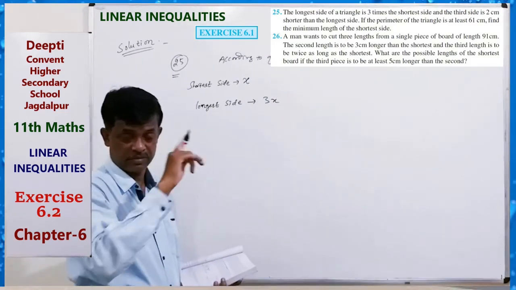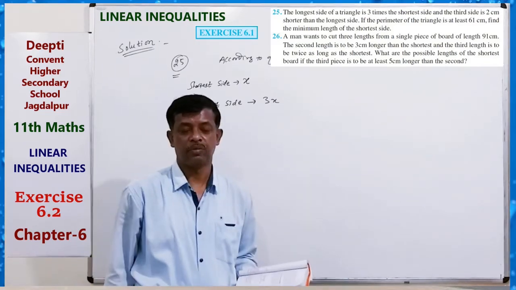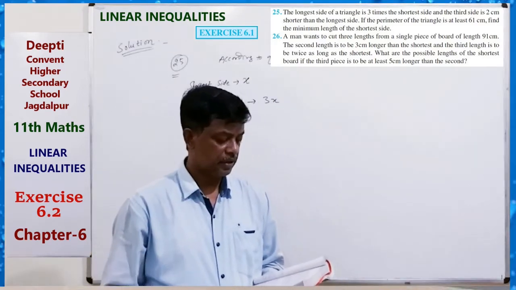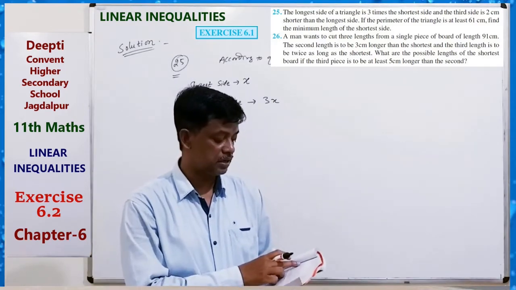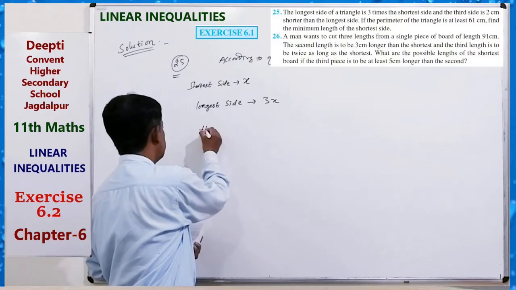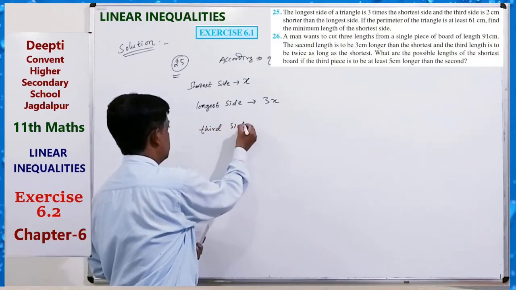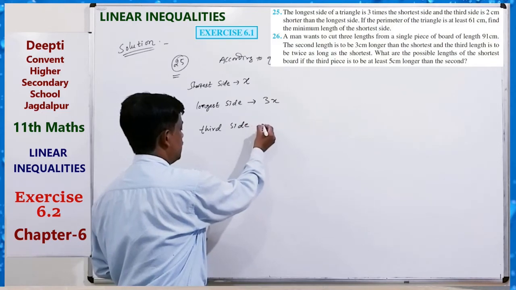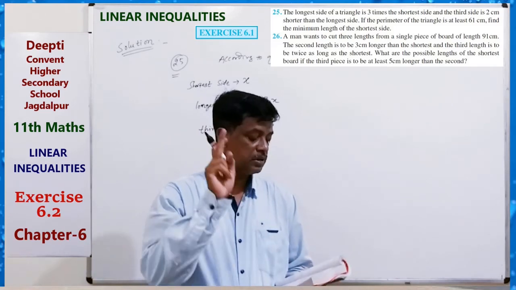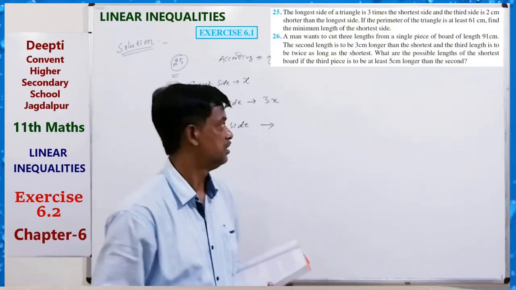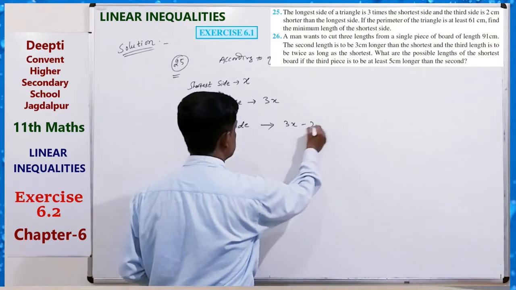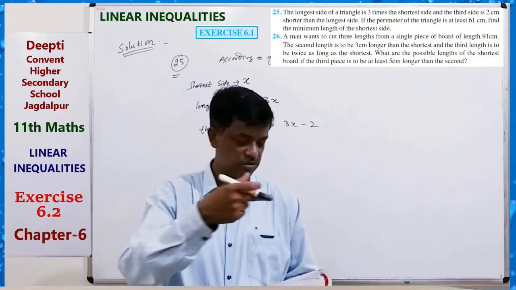Just write all the logic in a proper way. If the shortest side is x, then the longest side is 3x, and the third side is 2 centimeter shorter than the longest side. The longest side is 3x, so the third side is 3x minus 2.